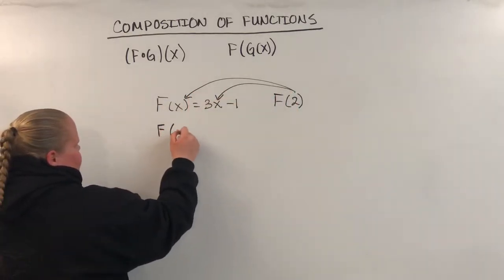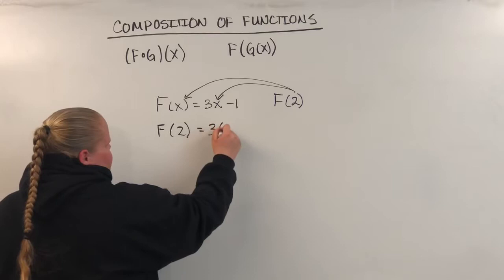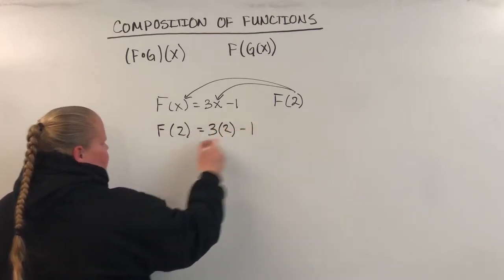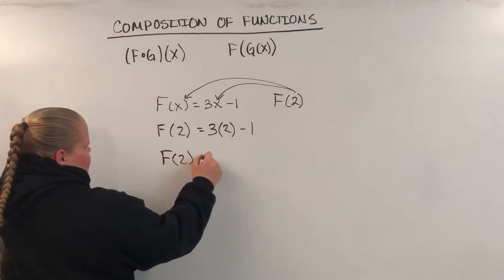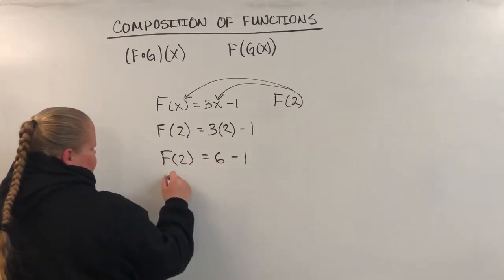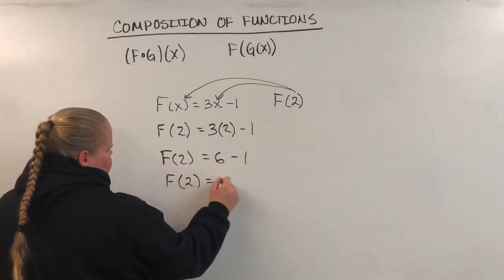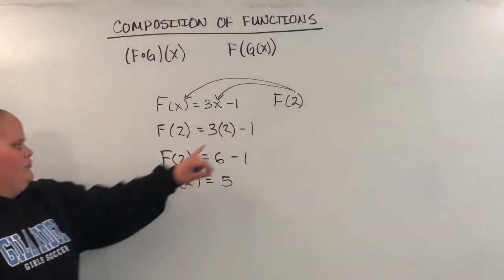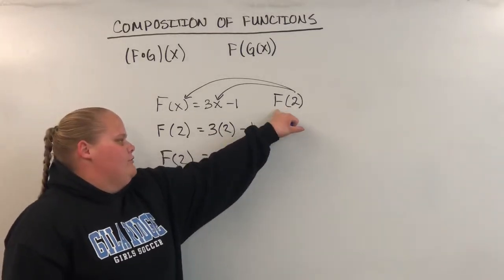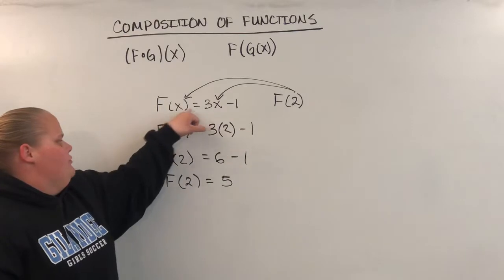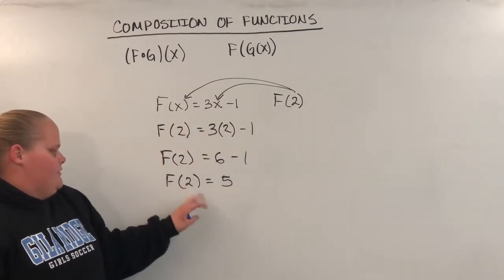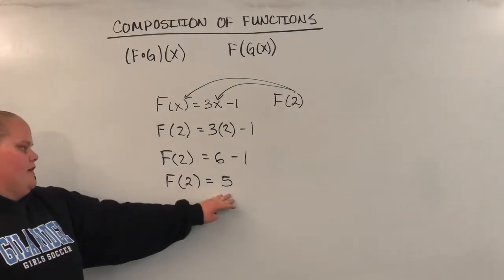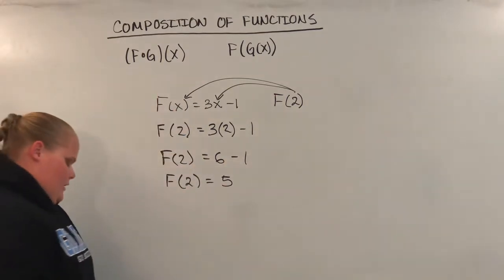All you did was you plugged in 2 any place you saw an x. So this became f of 2 equals 3 times 2 minus 1, and then you just solved: 6 minus 1 equals 5. So basically you took what they asked you to find, which was f of 2, you plugged in a 2 for every x that you saw, and then you just simplified until you got your answer, which is f of 2 equals 5.